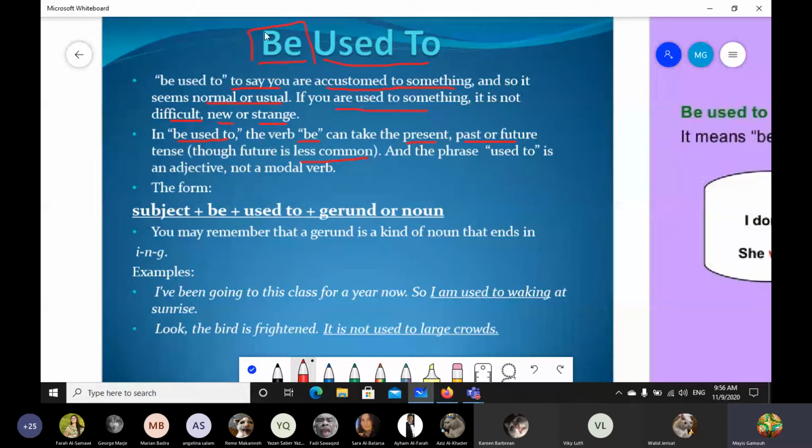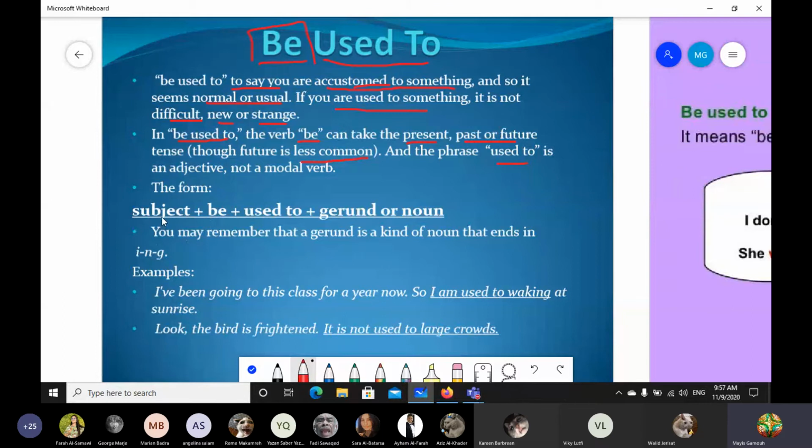اللي لازم تعرفوه انه البي كيف بتقدر تيجي in the three tenses بالماضي، بالمضارع، وبالمستقبل. And the phrase used to is an adjective. هنا بيجي عبارة عن adjective، بيشرح انه هو صفة. تمام. لا اشي انا متعود عليه، زي ما انا حكيت هون accustomed to something. Let's look at the form.